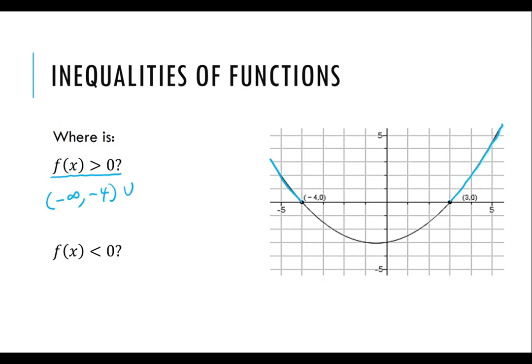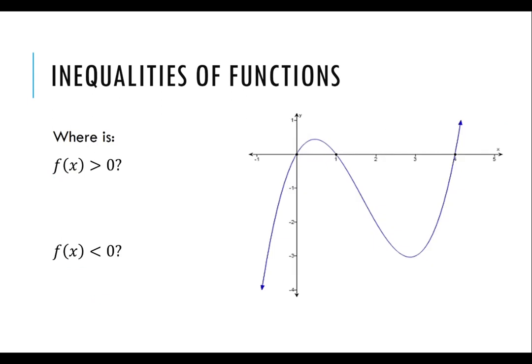Then we need to take a union with the other piece, which goes from 3 up to infinity. Once again, notice that we do not include that endpoint 3, but that's strictly because of the lack of equality here. Then if I want to know where the function is below 0, that is below the x-axis, well, below the x-axis is from here to here. But remember, we're going to answer this in terms of the x values, and that's going to be from -4 up to 3, not including the endpoints because of the strict inequality.